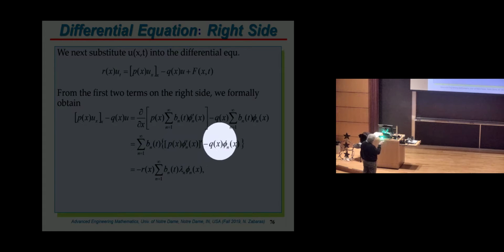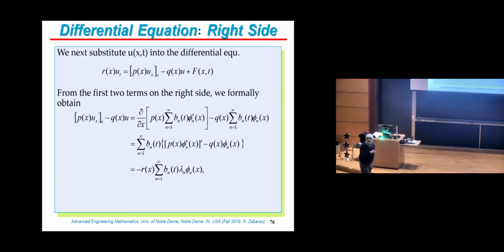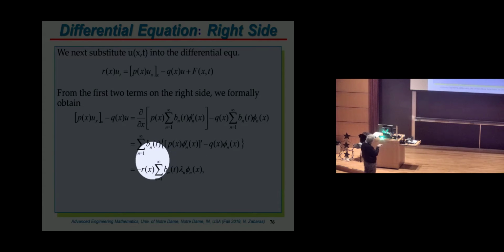So if I organize things together, you can immediately see here that this is minus the operator L operating on phi n. And from the eigenvalue problem, this is R times lambda n times phi n. You remember that? For the homogeneous Sturm-Liouville problem, L of U is lambda times R times U, all right? So the phi are the eigenfunctions, right? So I have minus R times lambda n phi n, and it's minus R because we had defined L to be minus this operator here, okay?